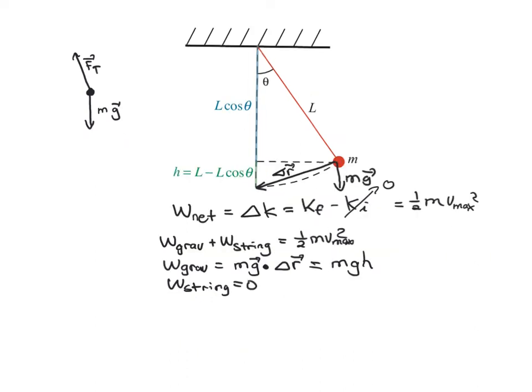So the work kinetic energy theorem then tells us that the net work done by all the forces that act on the system is simply mgh. And according to the work kinetic energy theorem, that should be equal to the change in kinetic energy, which we've argued is 1/2 m v max squared. And clearly the m's cancel here. And if we solve for Vmax, we find that Vmax is equal to the square root of 2gh.